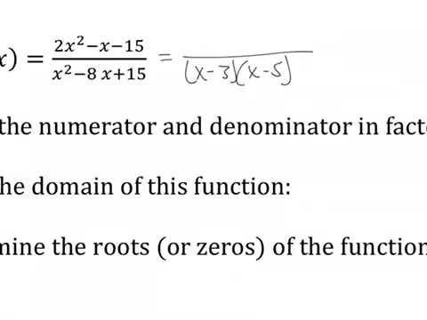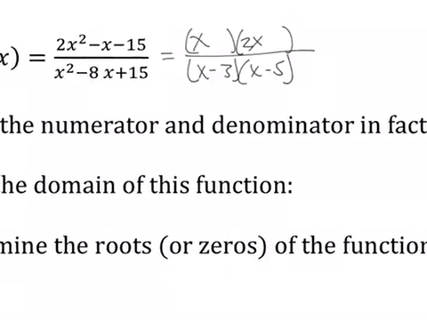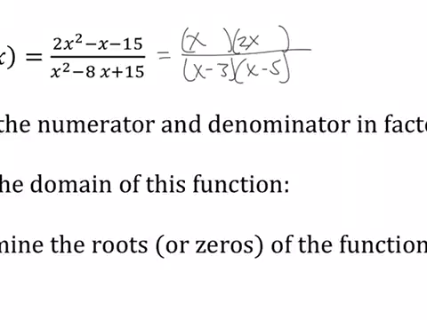Now up top, we can do this with the AC method, or we might realize that we're going to have x and 2x here. We know we need two numbers that multiply to 15, and I'm going to hope that these two numbers are 3 and 5, because that's going to work real nice here. With a little bit of looking around, we see that they are 3 and 5.